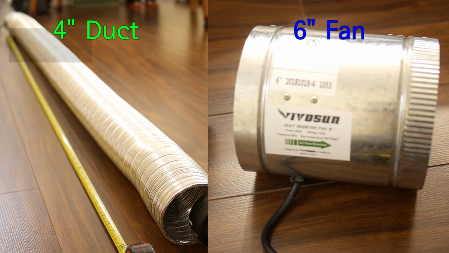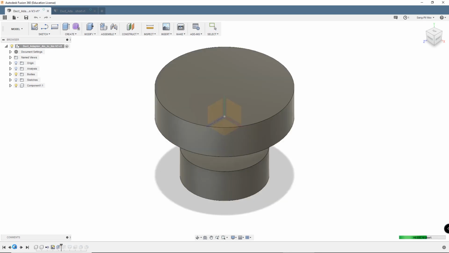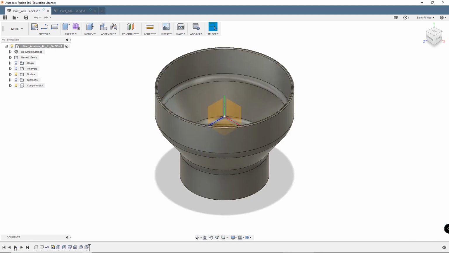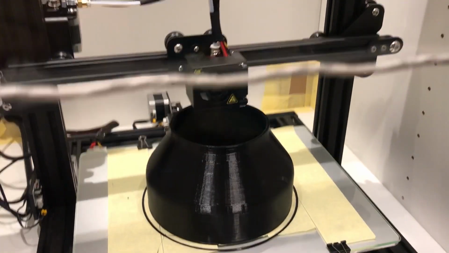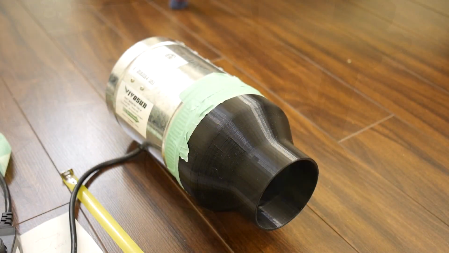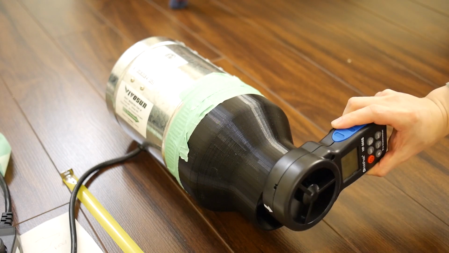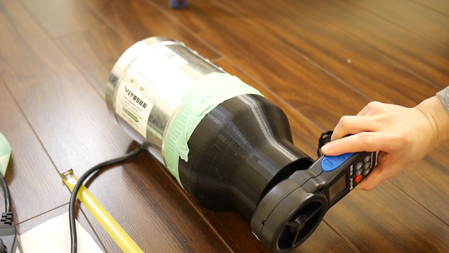I was curious what will happen when a 4-inch duct is connected to this 6-inch fan. So I designed a simple 4-inch to 6-inch duct adapter with Fusion 360 and printed it with my CL10 Mini. I connected it to the 6-inch fan and did the same measurement again.